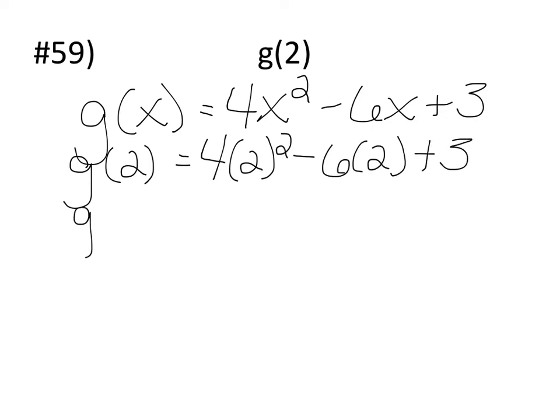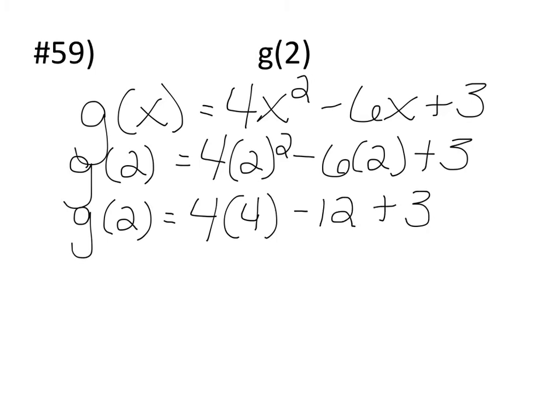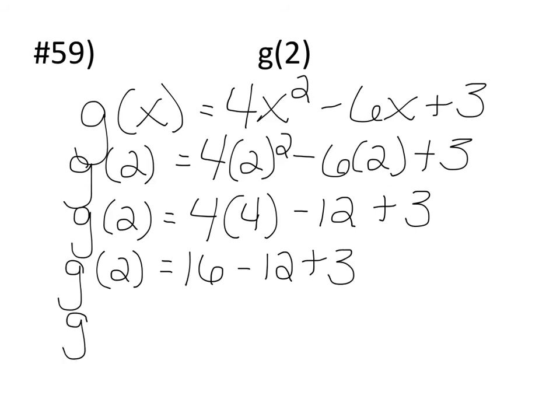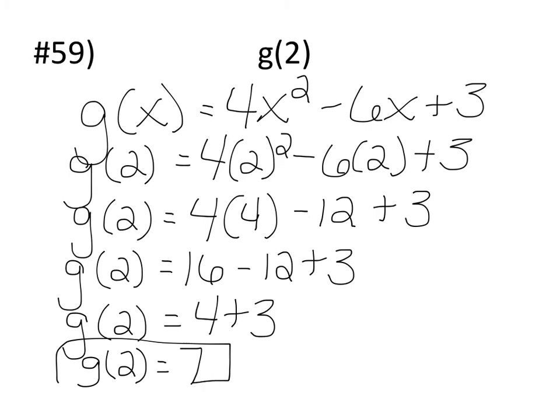Okay, so g of 2, 4 times 2 squared. 2 squared is 4, minus 6 times 2 is negative 12, plus 3. So g of 2 is equal to 4 times 4 is 16, minus 12, plus 3. So g of 2 is equal to 16 minus 12 is 4, plus 3. So g of 2 is 7.